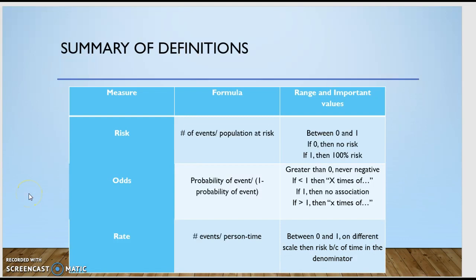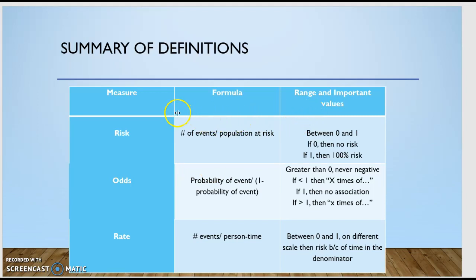In this slide, we have a summary of definitions. This table here explains some measures, which we have our risk, odds ratio, and rate ratio in this column. We have our formulas we are going to use to compute some of our work later on within this presentation. And we have a range and important values section.